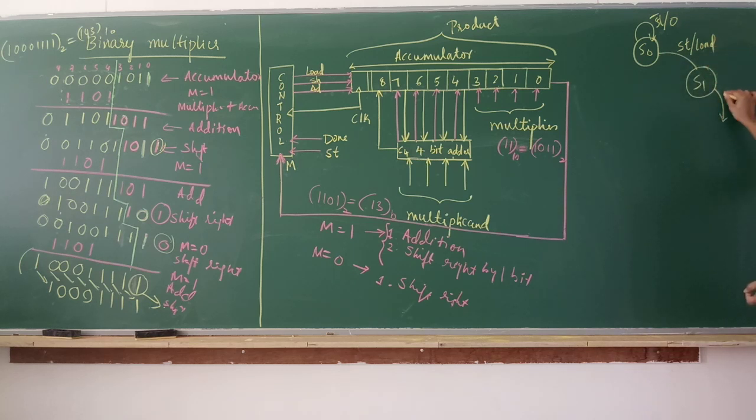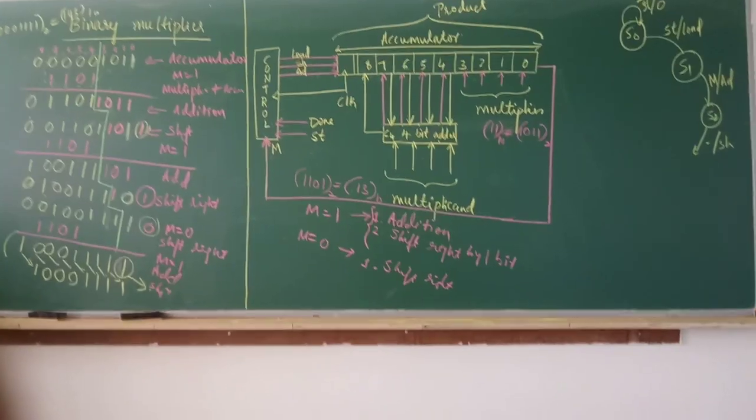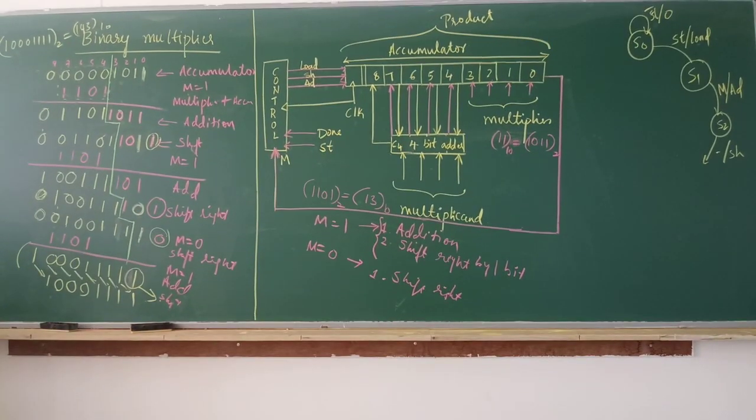Then what? If M is equal to 1, first add. It will be in state S2. If M is equal to 1, first add. Then shift. Correct? Hope it is visible. When the contents are loaded, immediately it checks the value of M. So if M is equal to 1, first add. Then immediately add should be followed by shift.